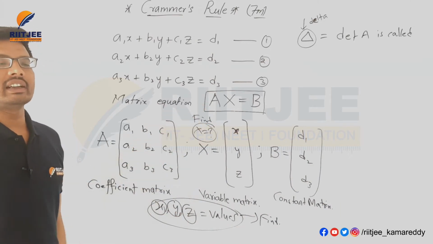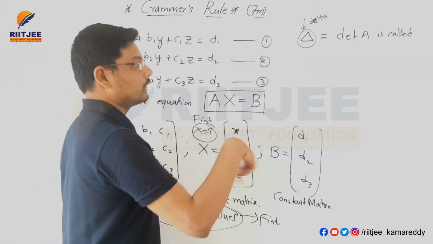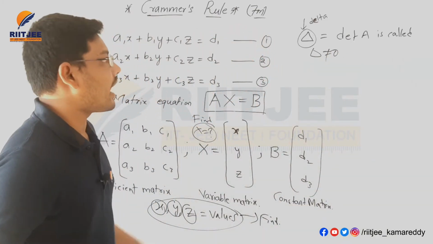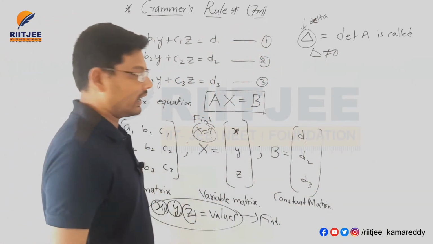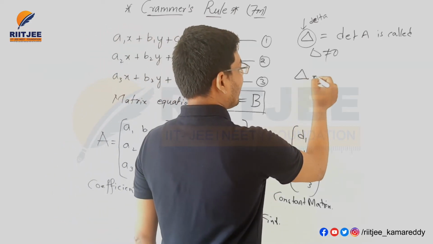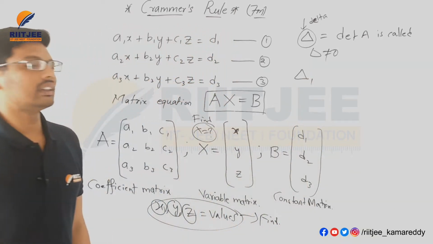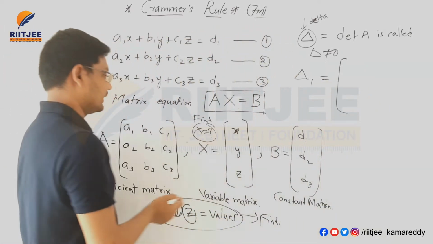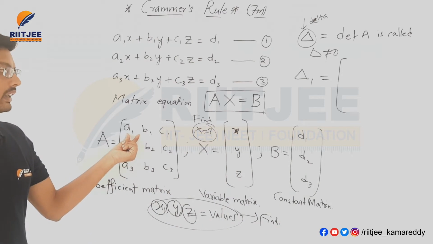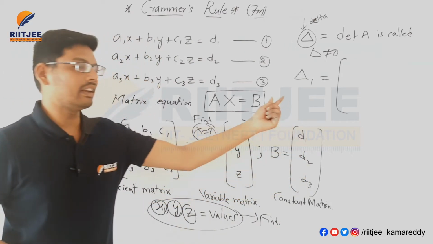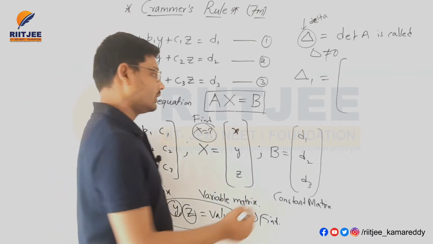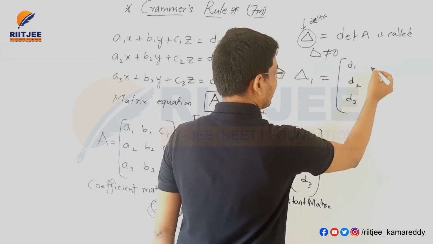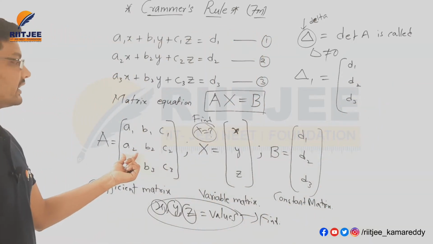After getting the delta value, delta should not be equal to 0. After that, we need to frame delta 1. Delta 1 is nothing but replacing C1 of the A matrix with the constant matrix. Then we can frame delta 1, replacing C1 with D1, D2, D3.